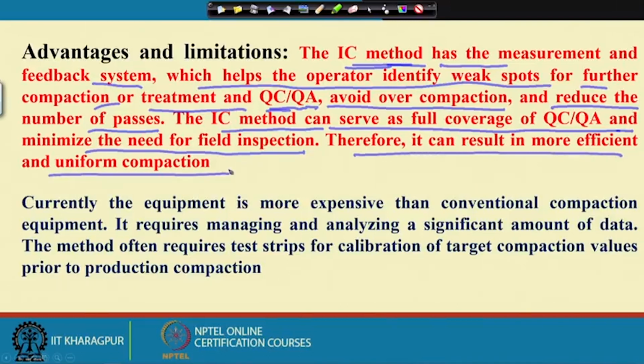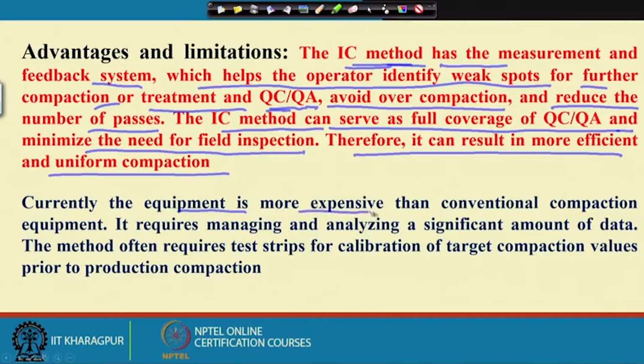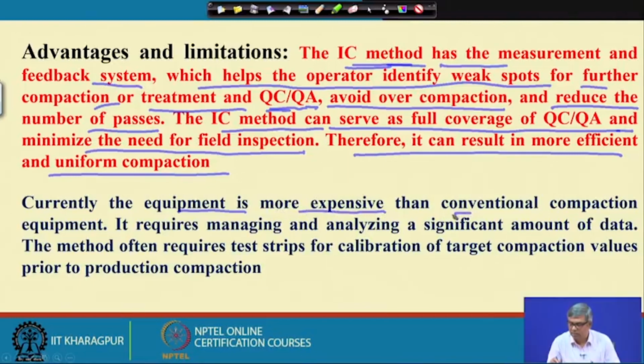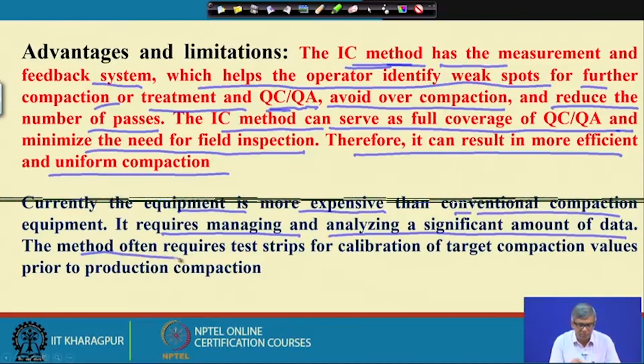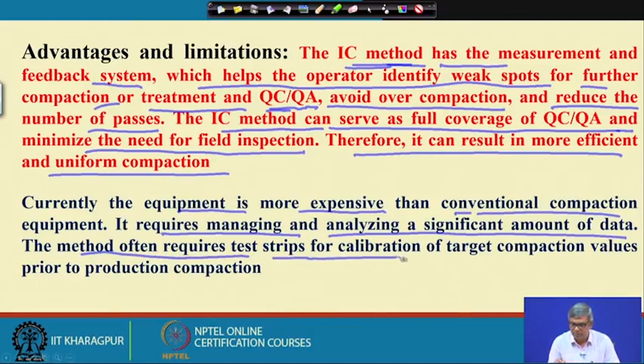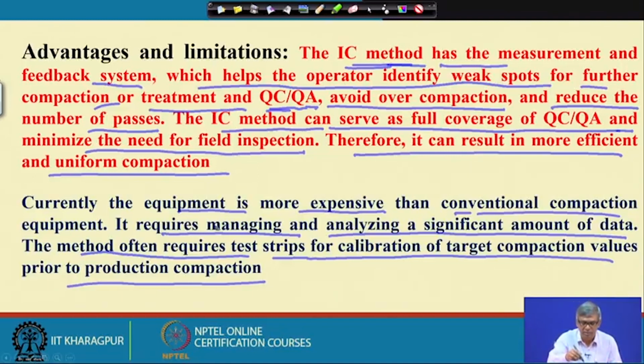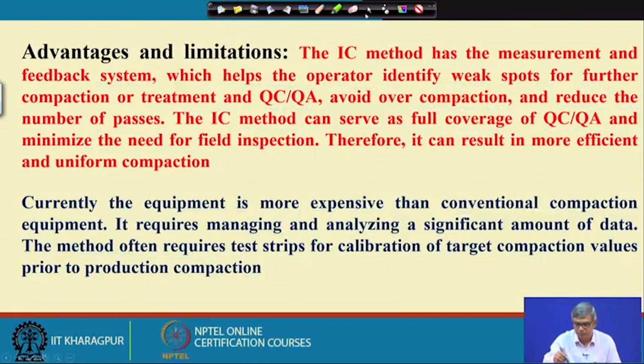So, these are the beauty of this equipment, but currently it is more expensive than conventional equipment, and it requires managing and analyzing a significant amount of data. The method often requires test strips for calibration of target compaction values prior to production. So, these are the few things you have to know, and specialized people are also required for handling this equipment.